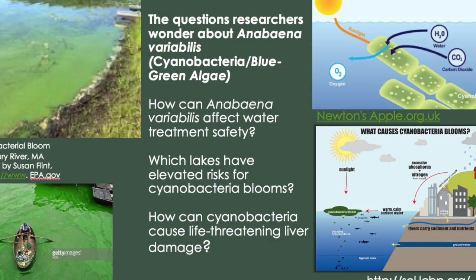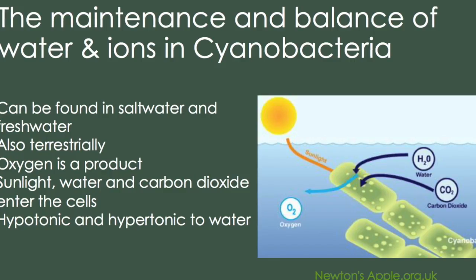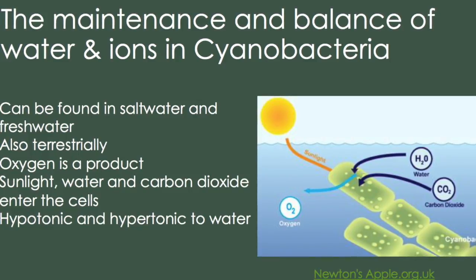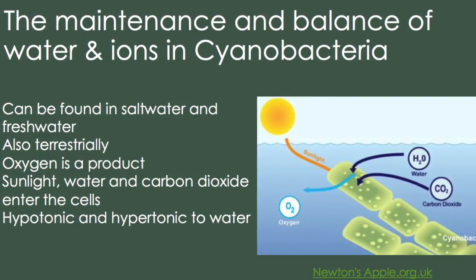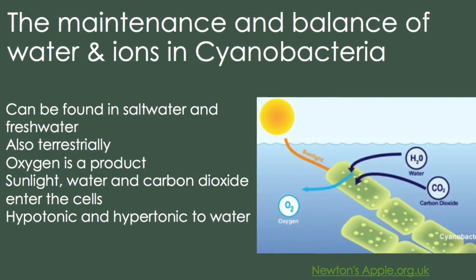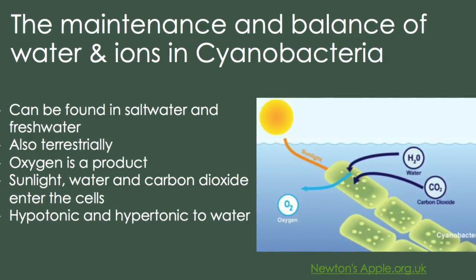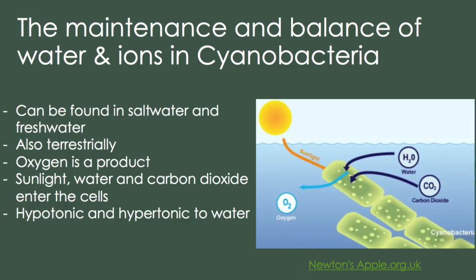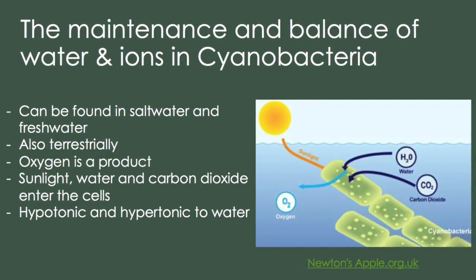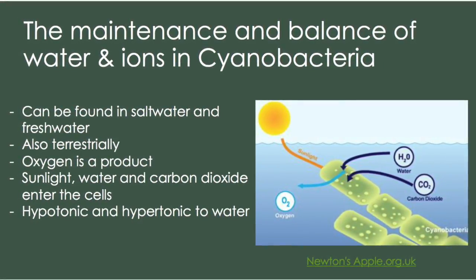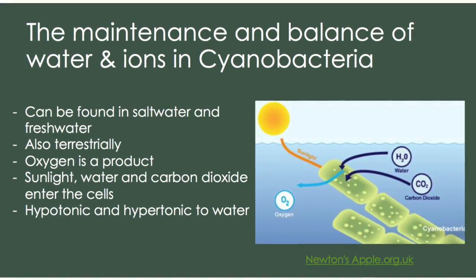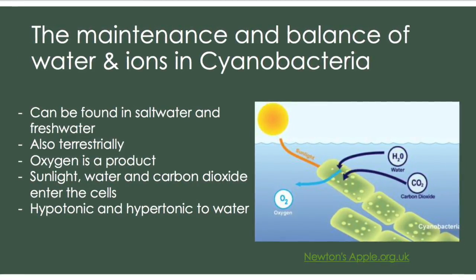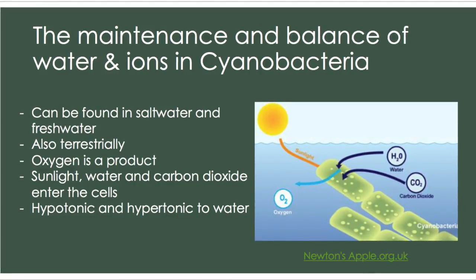The maintenance and balance of water and ions in cyanobacteria is about what cyanobacteria can do with water. Therefore, it can be found in salt water and fresh water, and also terrestrially. Oxygen is a product of photosynthesis, and it can be hypotonic and hypertonic to water depending on whether it's in salt or fresh water.